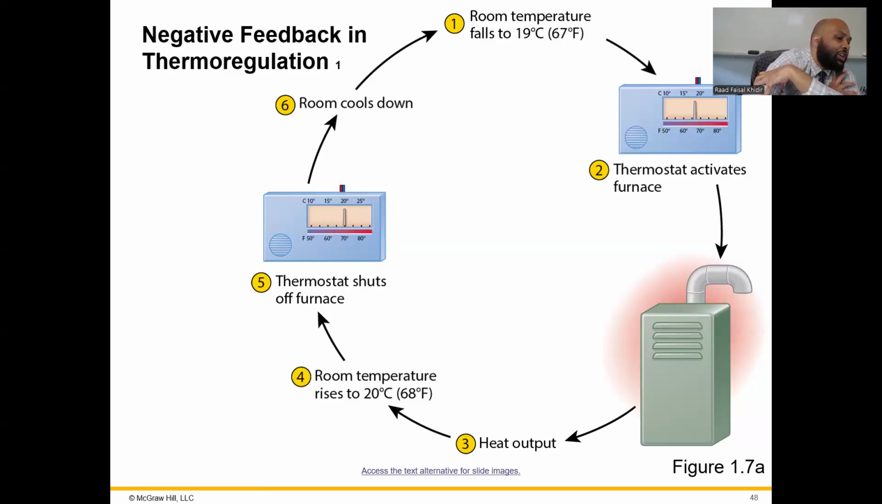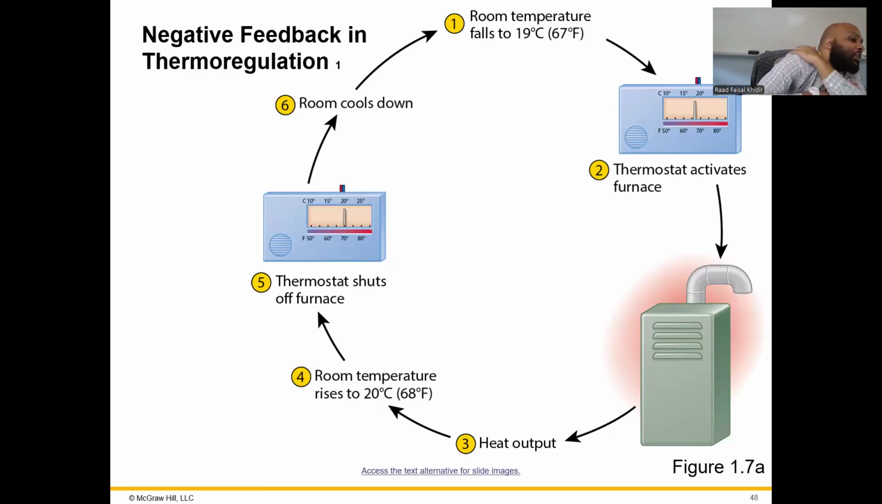Who is the sensor? The room temperature is the stress, is the hyper. It went up. So that's what we sense. That's the hyperthermia. So that's not the sensor. We sense the hyperthermia. Who sensed that there's a hyperthermia? I can't hear you. The thermostat. The thermostat sensed there is a hyperthermia that needs to be repaired.